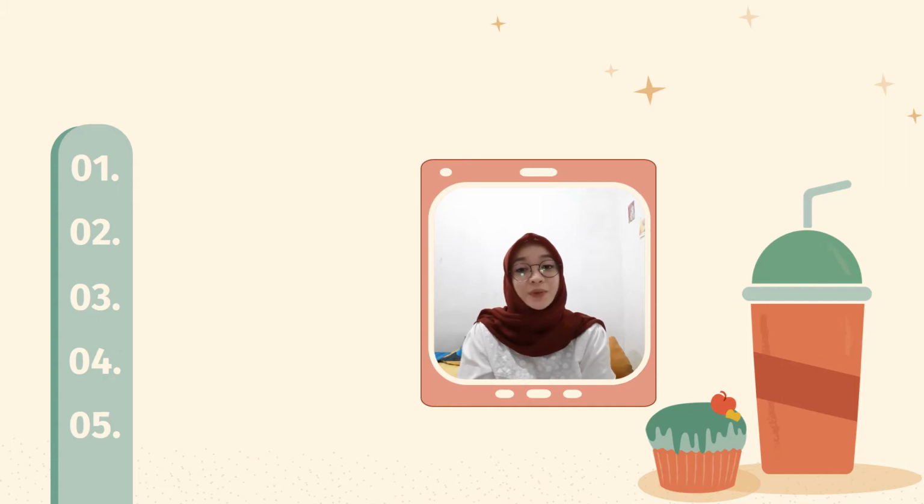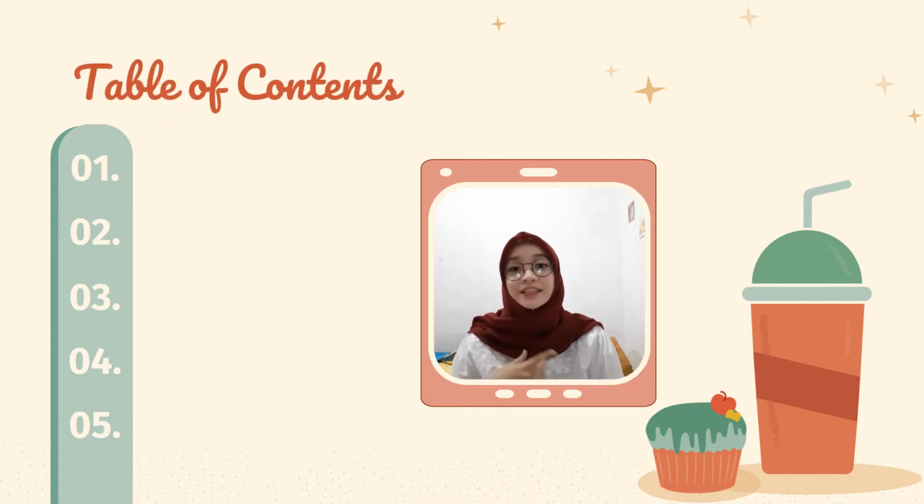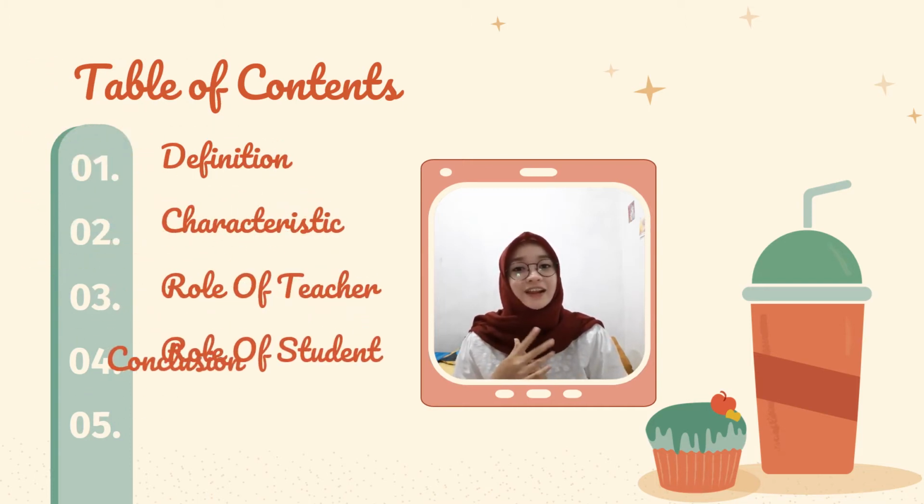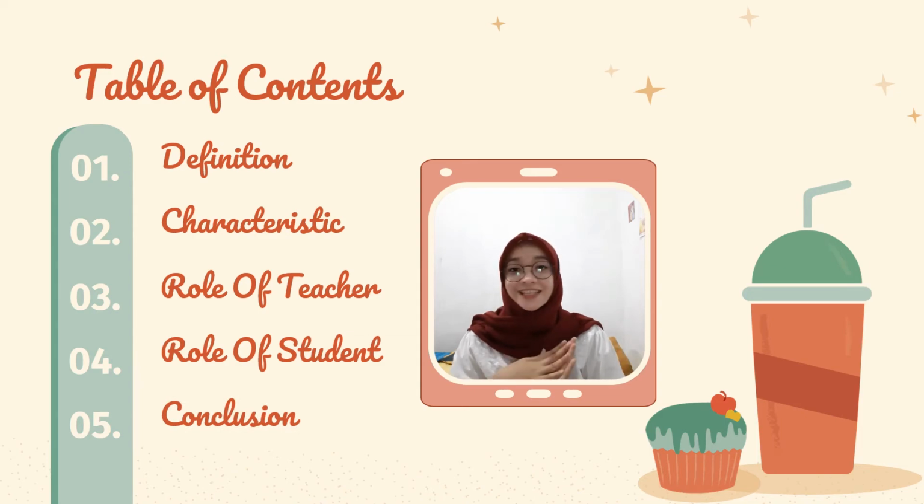And today we will discuss English for specific purpose. And there's a table of contents. The first one is definition, characteristic, role of teacher, role of student, and then conclusion. Okay, let's go to the next page for more explanation.